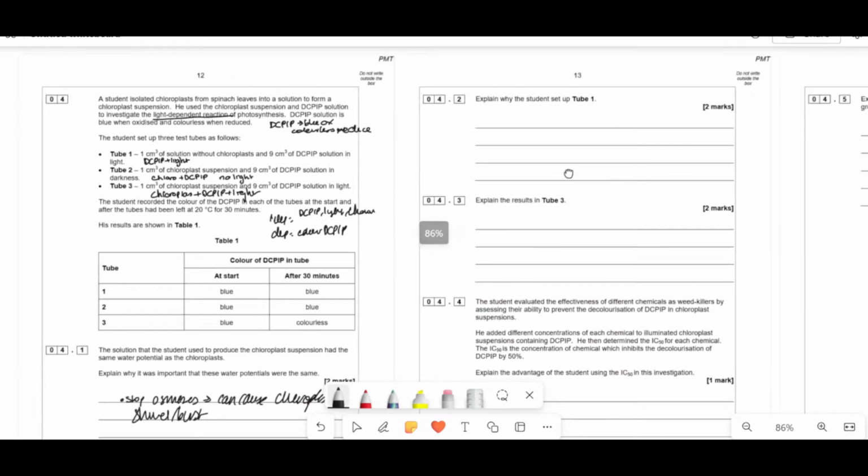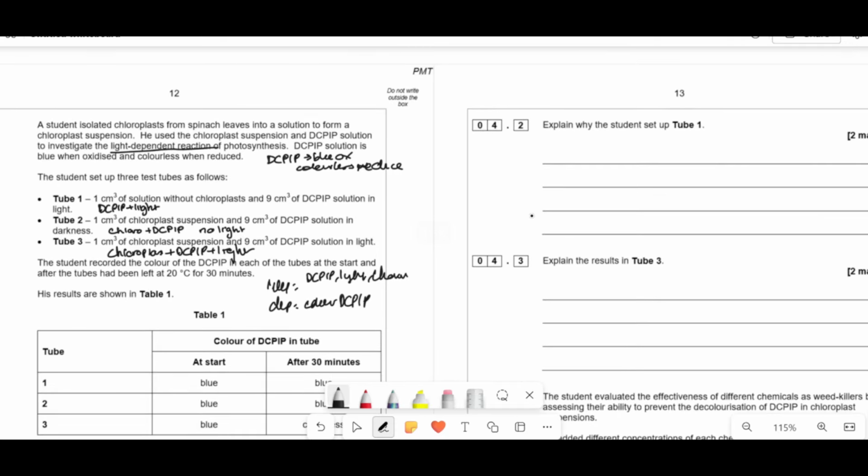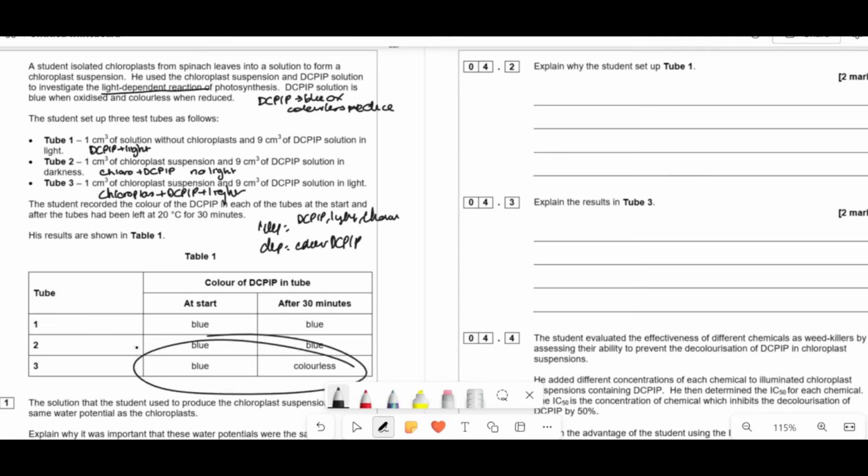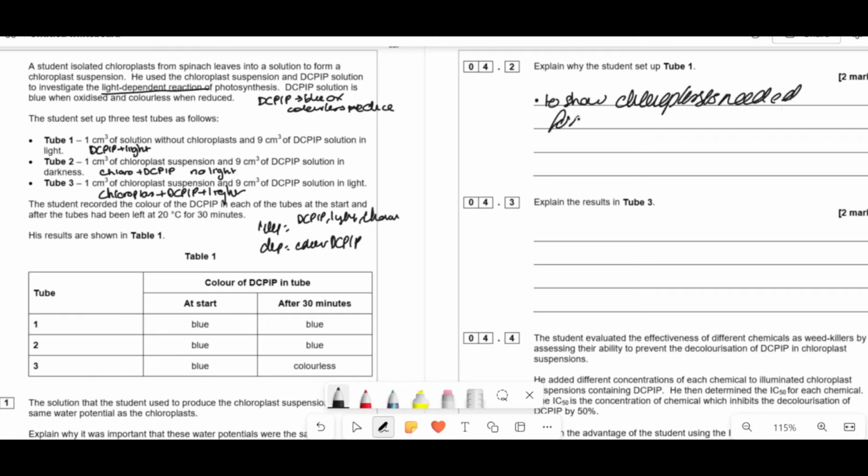Now it says, explain why they set up tube 1. So look at tube 1 and the other ones, and people just say to allow comparison. Your job is to do the comparison. That's useless. Just saying, oh, to allow comparison. What is the comparison? That's what it's asking you. So if we look at tube 1, it is DC-PIP and light. Look at the other one with DC-PIP and light. What's different? So DC-PIP and light versus DC-PIP and light with chloroplast. The results show it's blue, blue, colorless. So that means having chloroplast is necessary for this to go colorless. So tube 1 is to show chloroplasts are needed for reducing DC-PIP, but that's not enough because that's just comparing it with here and here. Now we need to also compare it with this tube as well.